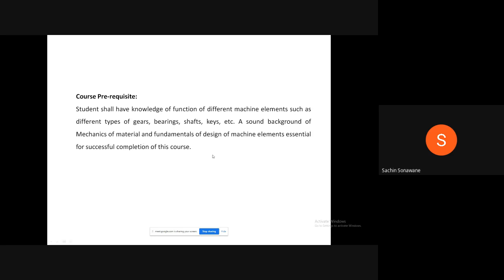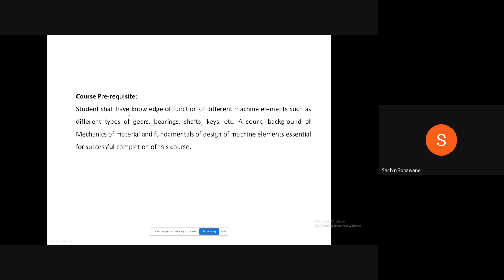Also, you have studied how to draw gears, that is their IS convention. You have studied that part in machine drawing. Also, you have studied AutoCAD software. In that, you have studied how to draw these different components. Therefore, already all the basic things you have studied, so that there will not be any difficulty to study this subject. Therefore, what is the course prerequisite?